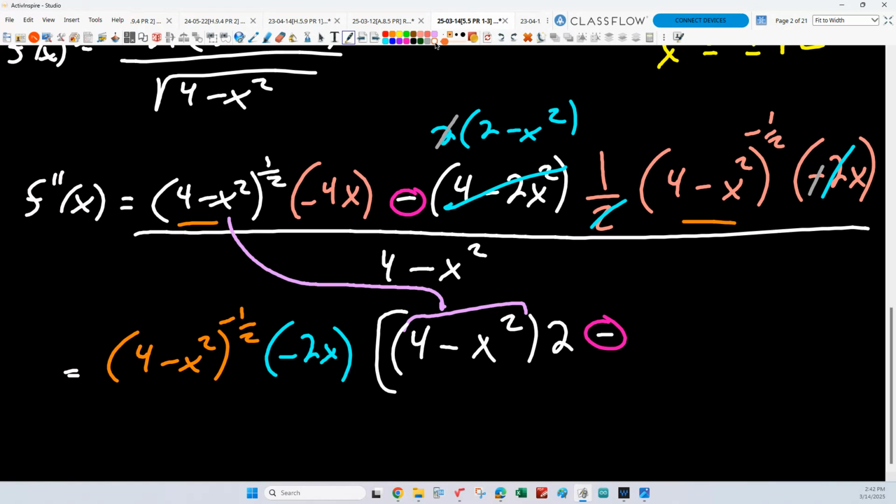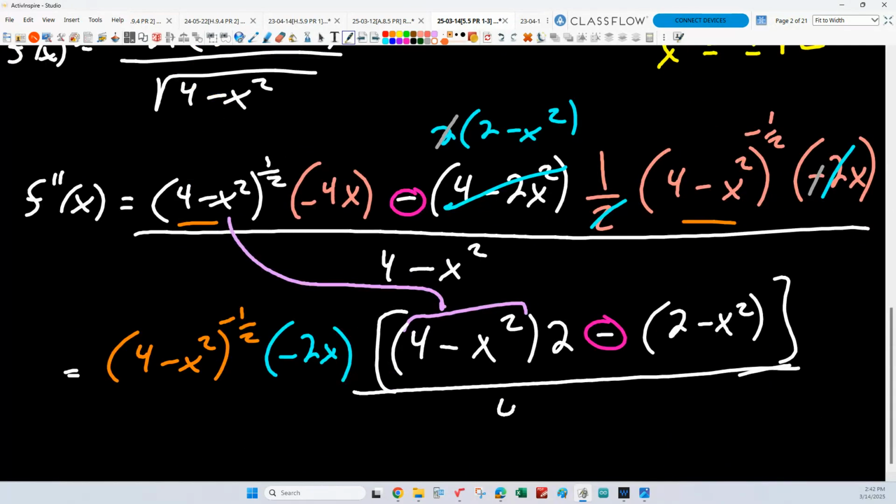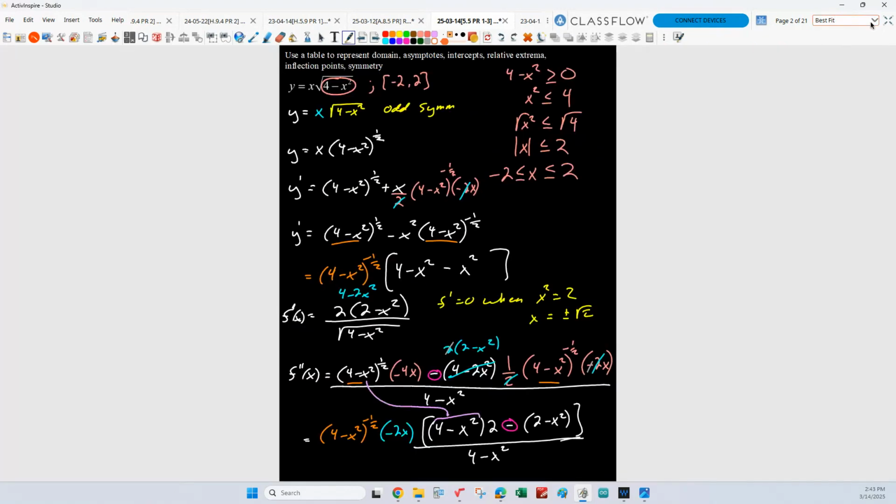Am I right on that? Doesn't it seem like that's right? We took out the 2, we took out the negative, took out the x. Yep. And then on the bottom we had our 4 minus x squared. Okay.